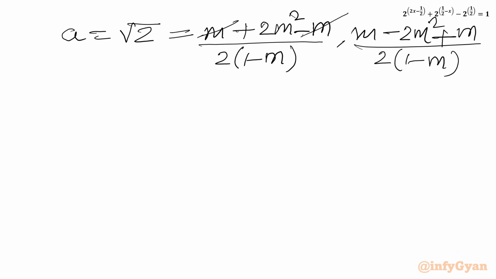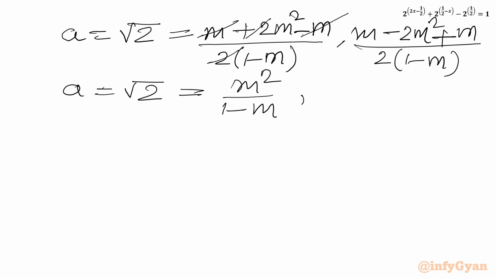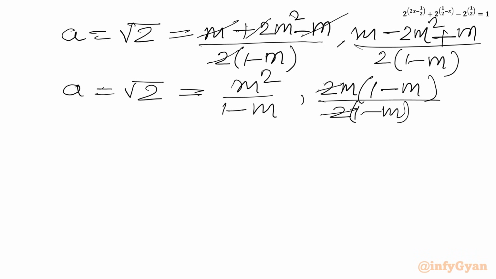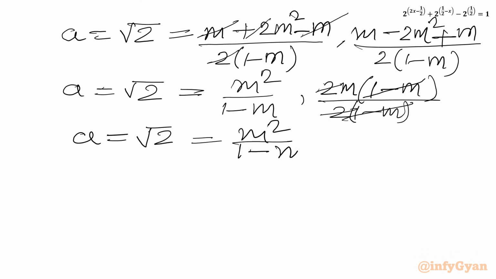So plus m minus m will be over, 2 and 2 will be over. So we can write a equal to root 2 equal to m square over 1 minus m. And the second value, I will take 2m common. So in the bracket, 1 minus m over 2 times 1 minus m. So this 2 and 2 will be over, 1 minus m will be over. So I can write a will be equal to root 2 will be equal to m square over 1 minus m, and m. So we can write two equations from here.